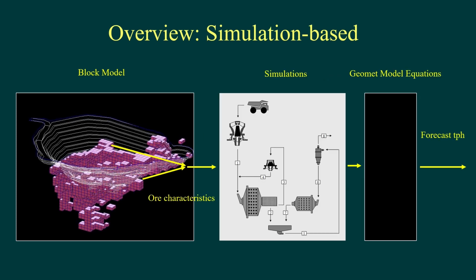In this approach, there's an additional interim step, simulation, where all characteristics are passed from the block model through to a simulation model of the comminution circuit, and that simulation model generates data which in turn are fed to the geomet model, which in turn produces our forecast.